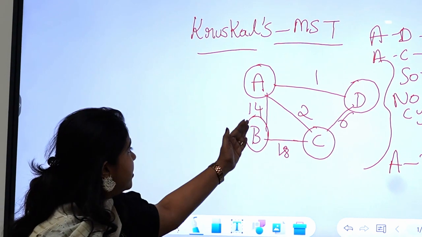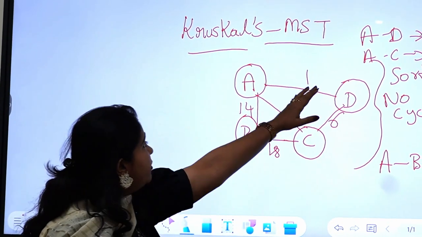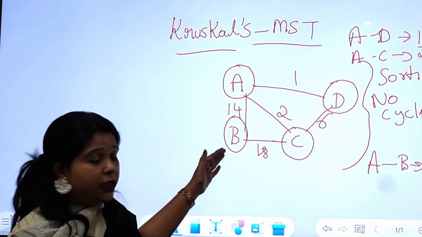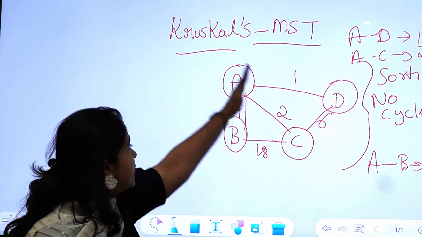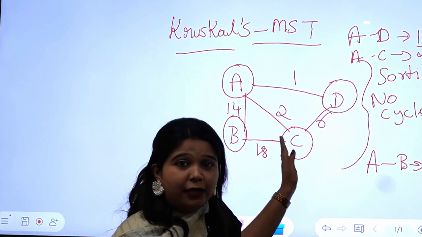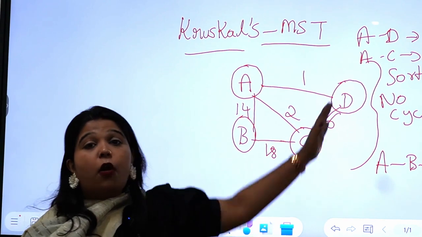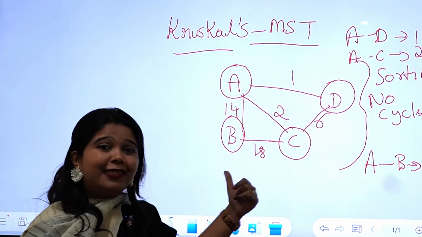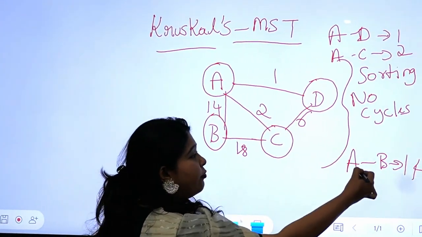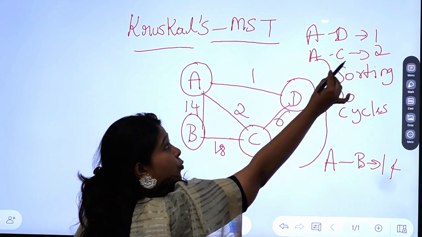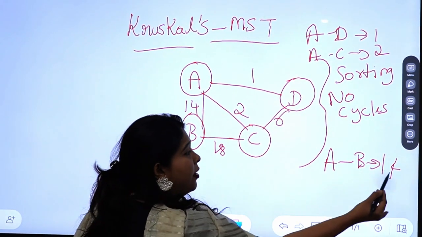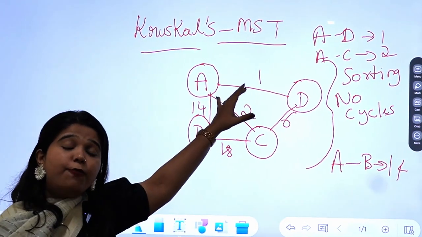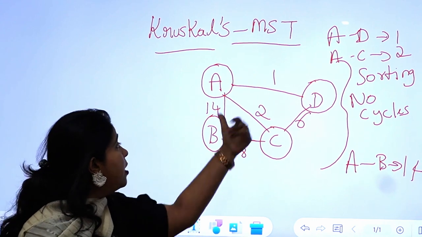Next we'll consider B to C. As we've already considered A to C with the weight 2 and A to B with the weight 14, we cannot consider B to C because it would again form a cycle. Make sure that we traverse across all the nodes, and all the nodes are considered for building the minimum spanning tree. For this given example, these are the paths which we would consider: A to D 1, A to C 2, A to B 14, and we have excluded the other path which would form a cycle. So this is one possible MST which we got from this particular graph.